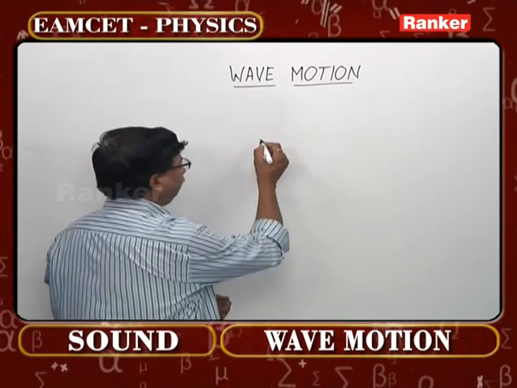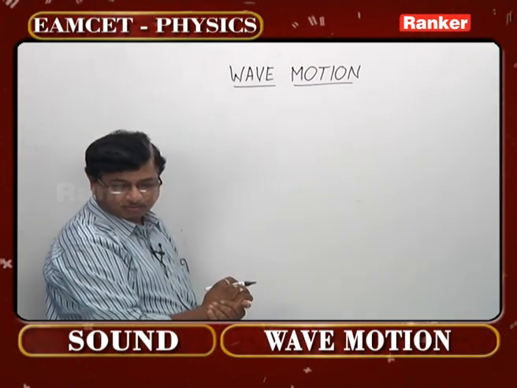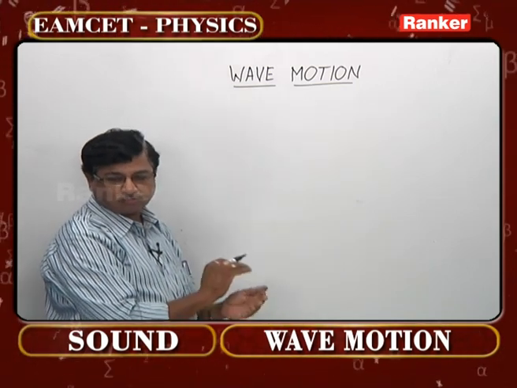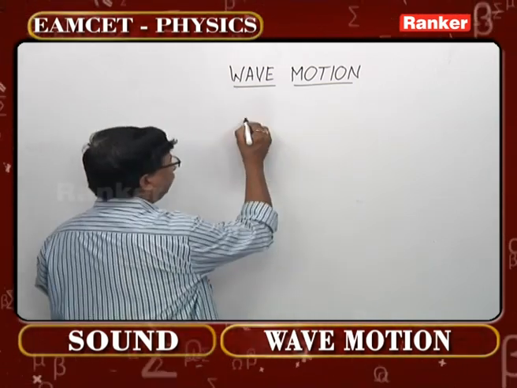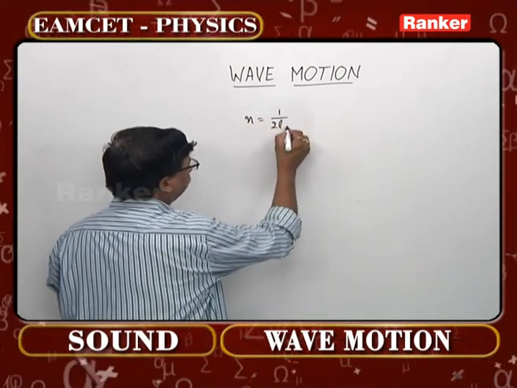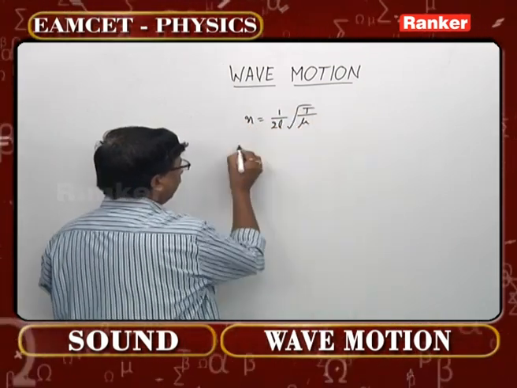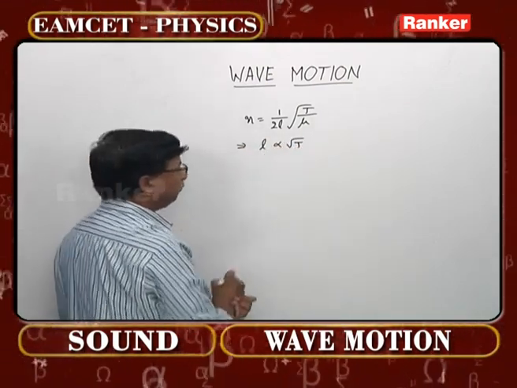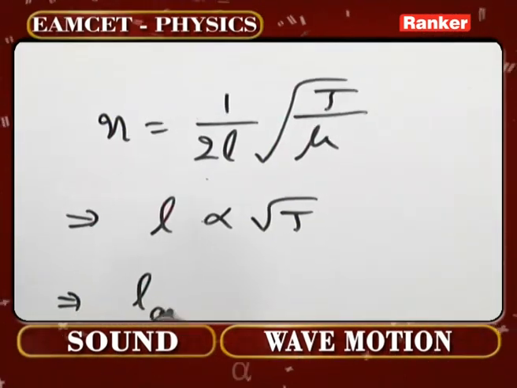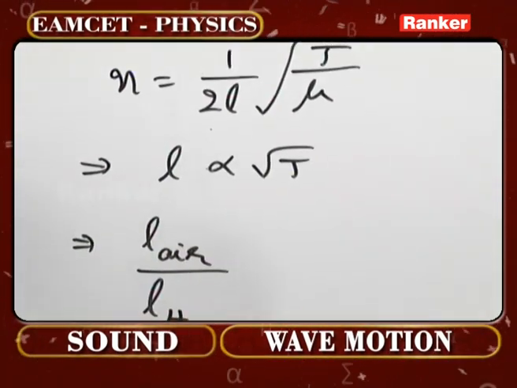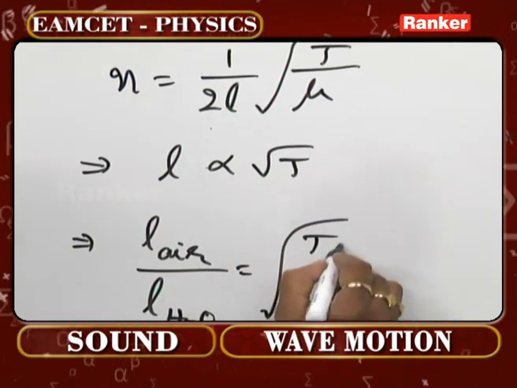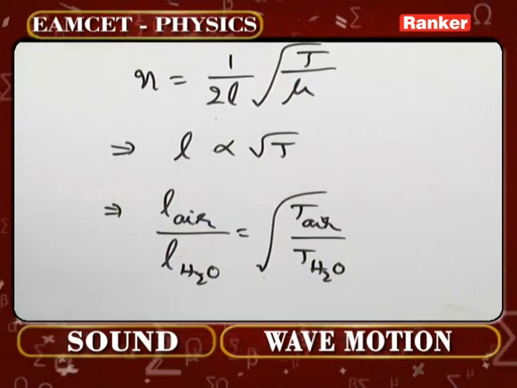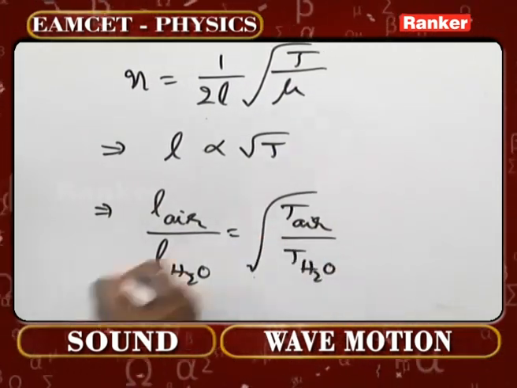Now the point here is you should understand what is the question that is asked. If it is immersed in water, the length of the wire that will be in resonance, that is the concept we just want. In fact, n is equal to 1/2L root T by mu. Can't you just understand L is proportional to root T over here, please? So you can understand L in air by L in water is equal to root of tension in air by tension in water. But what is the way of calculating tension in water?